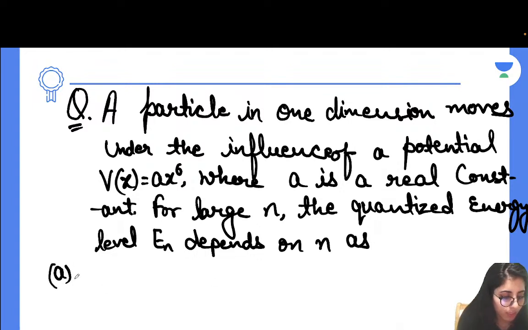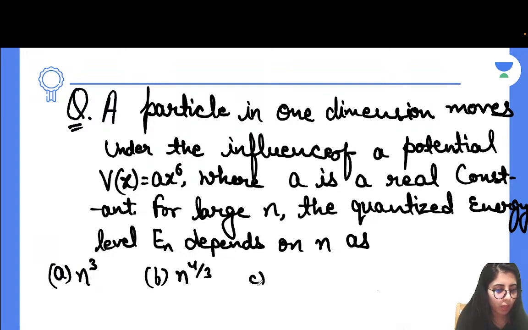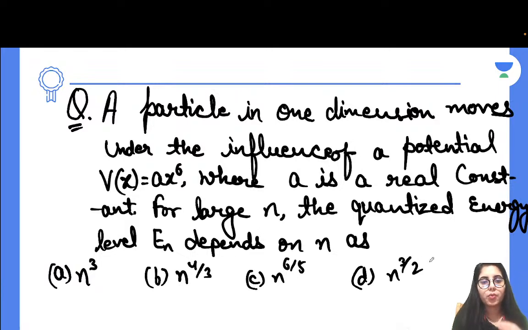The options say E_n is proportional to n cube, n to the power 4 by 3, n to the power 6 by 5, and n to the power 3 by 2. Now if you know the answer, just mention it in the comments. What is the right answer according to you? And if you don't know it, I will let you know then. Don't worry. Just giving you some time. If you know the answer, guys, just mention it in the comments. Otherwise, I'm going to talk about it.